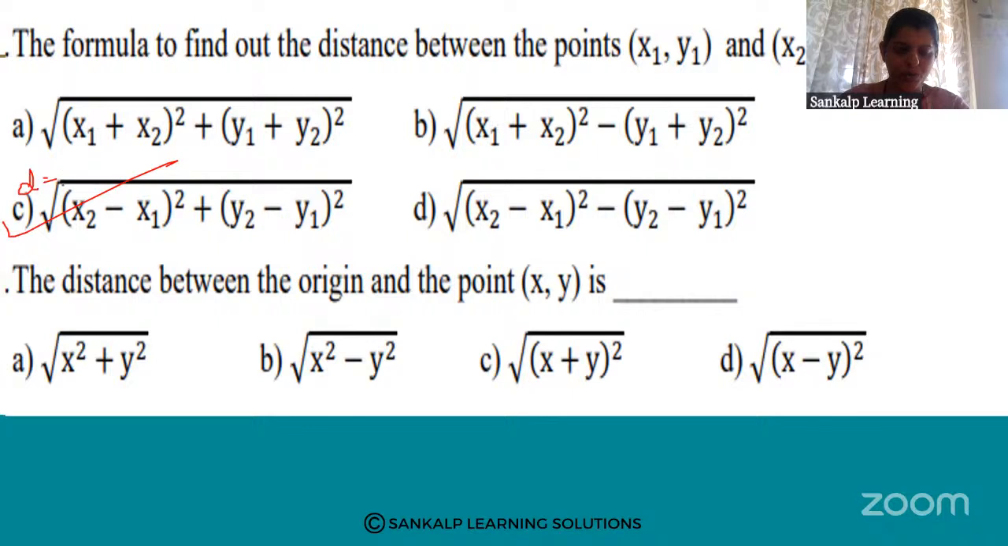D is equal to that. Next, the distance between the origin and the point (x, y). Yes, the distance between the origin and point (x, y) is the square root of x square plus y square. Remember, this is also very important. Square root of x square plus y square. So this is very, very, very important.